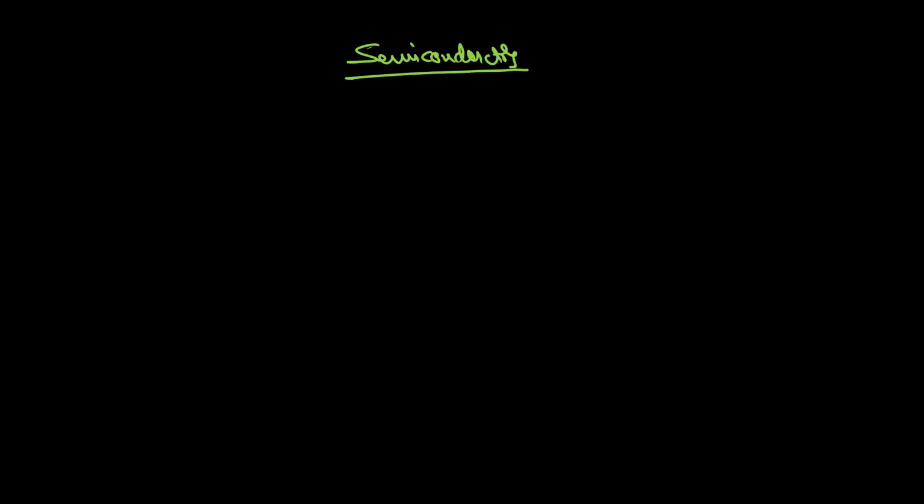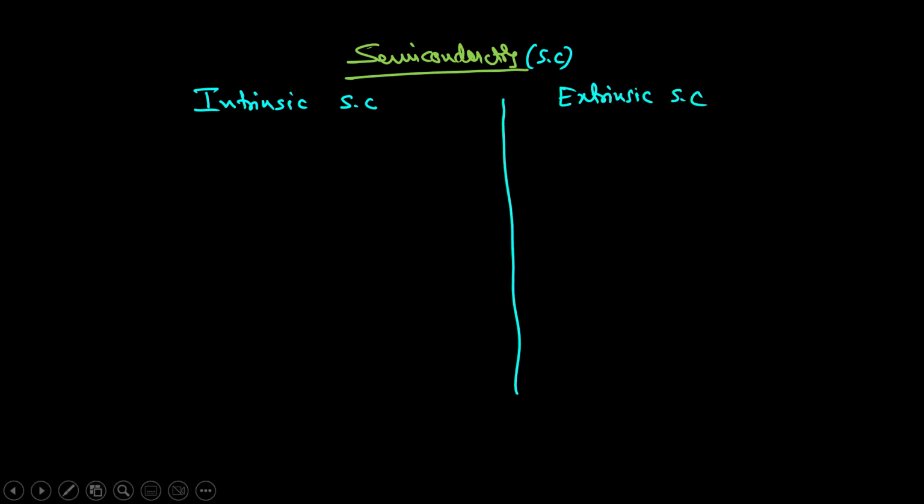Generally, semiconductors are classified into two types. One type is the intrinsic semiconductor. From now onwards I will write semiconductor as SC, the abbreviation for semiconductor, right? And the other type is the extrinsic semiconductor. So I will explain with the differences here.